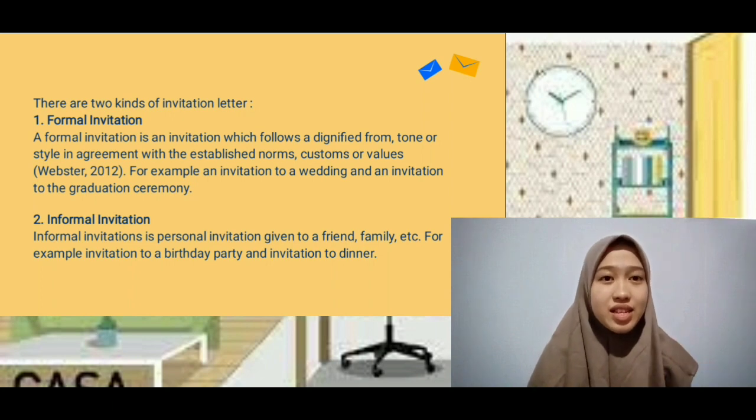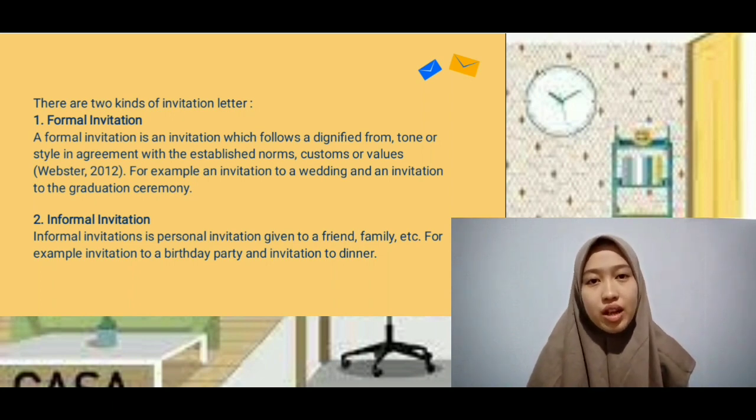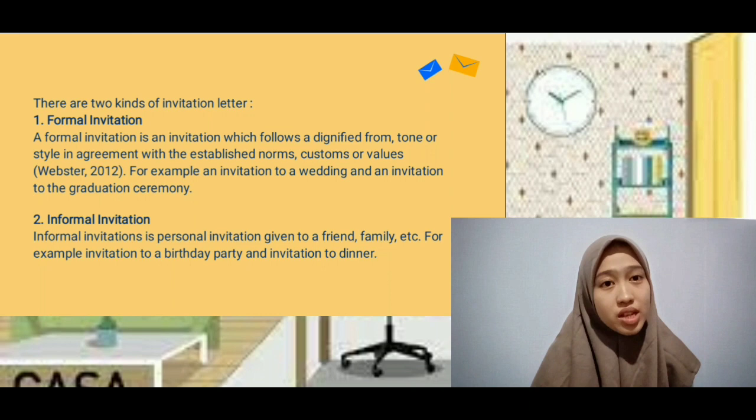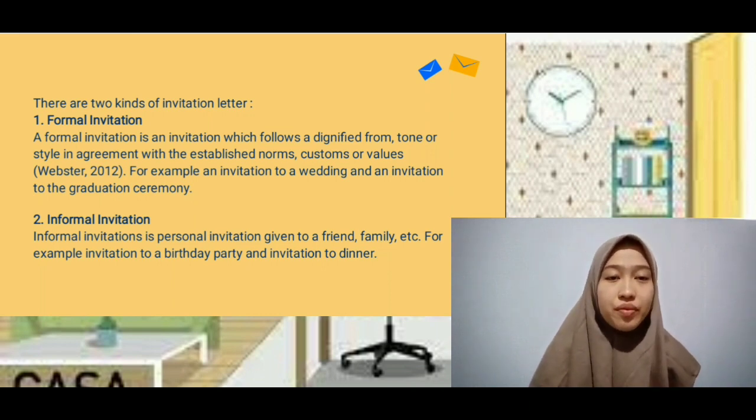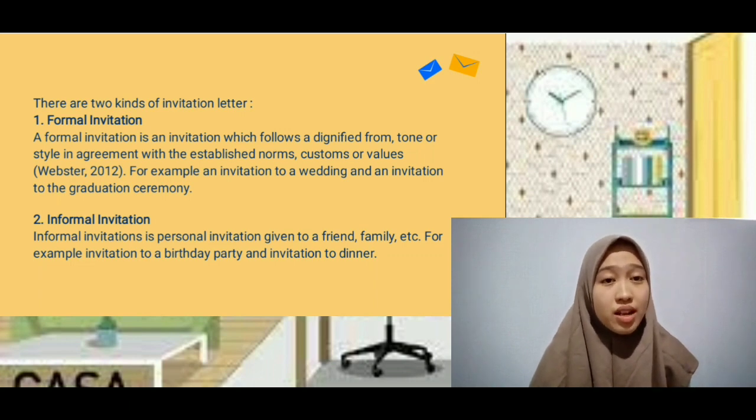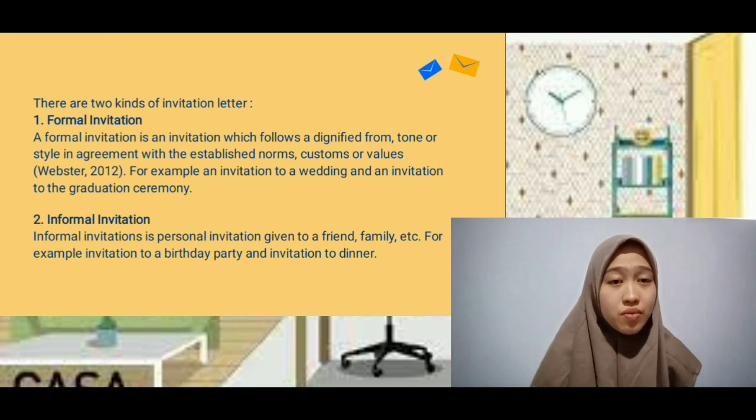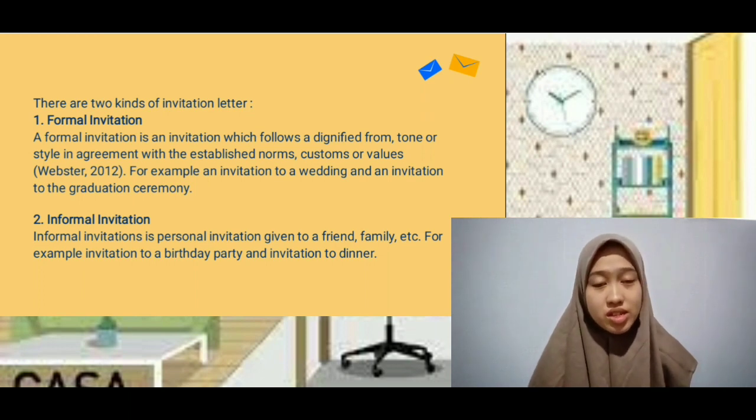The second kind is informal invitation. Informal invitations are personal invitations given to a friend and family. Unlike the formal version, the informal invitation format is not bound by rules and is more free. The appearance of the invitation can also be colorful using cute colors and illustrations.